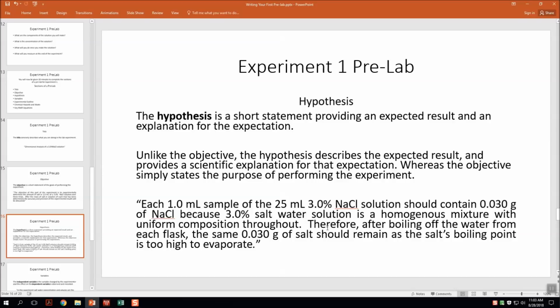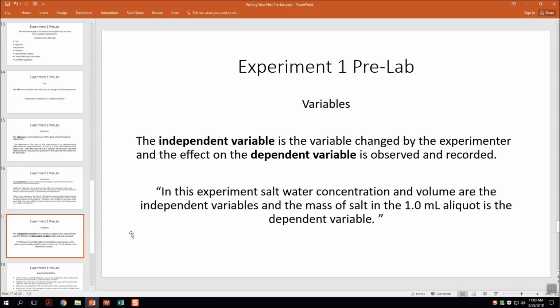I'm not sure that's entirely necessary. I think you'd be okay with the first sentence, but it is some good additional information. Moving along, we now need to identify the independent and dependent variable.